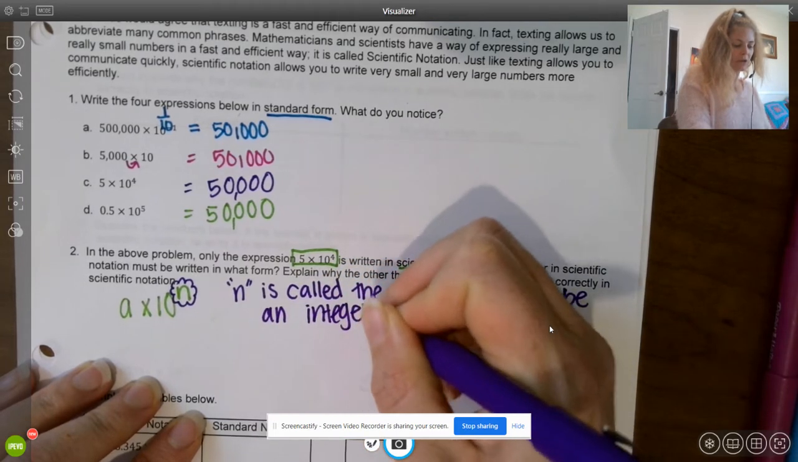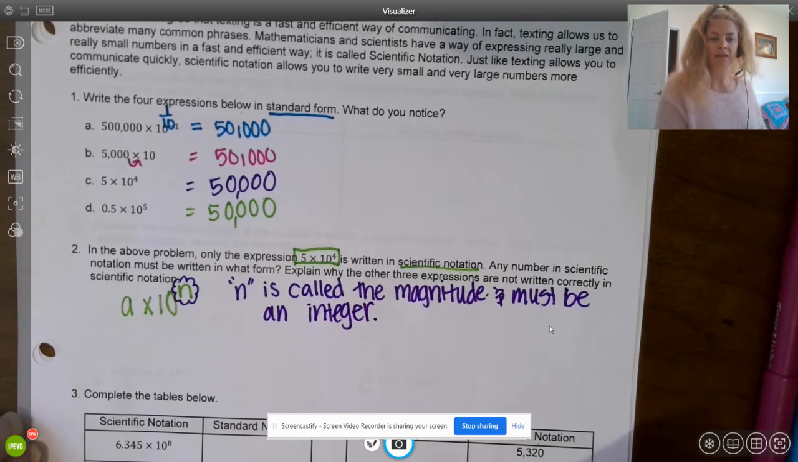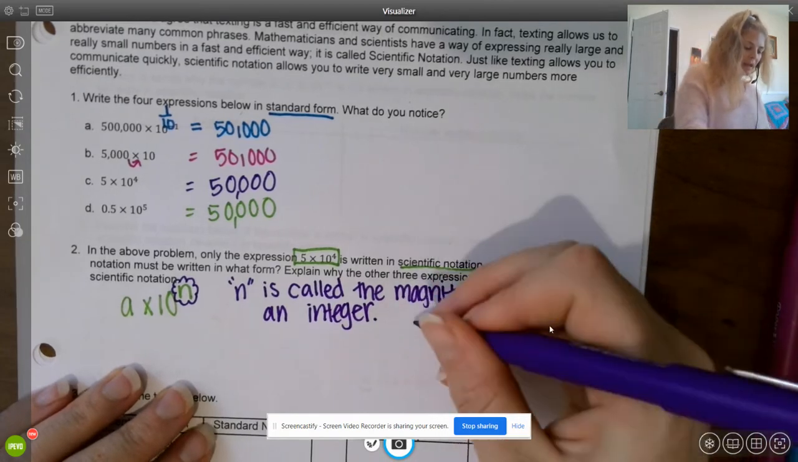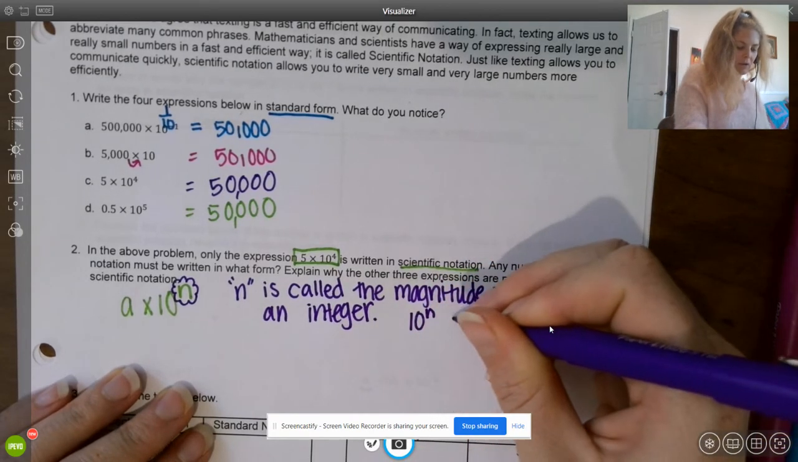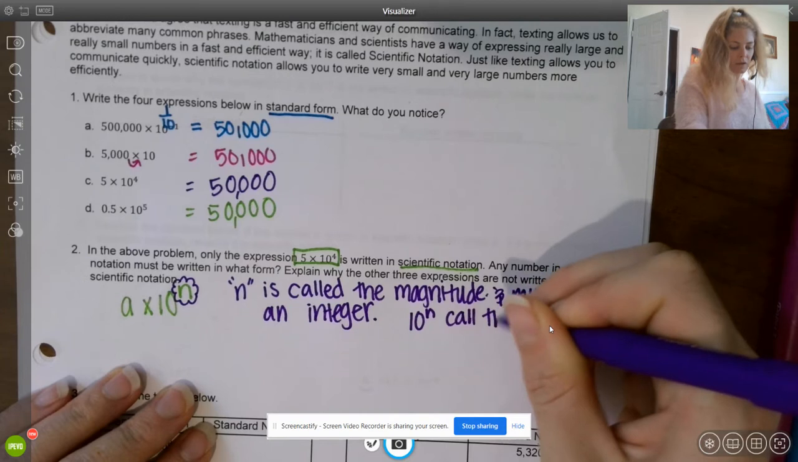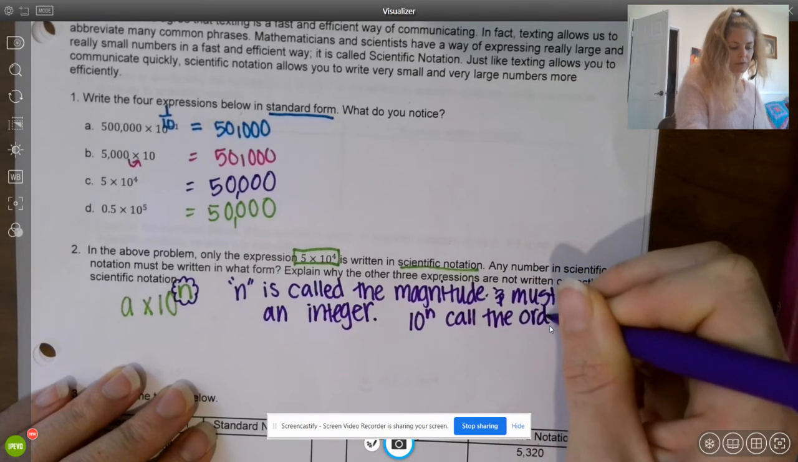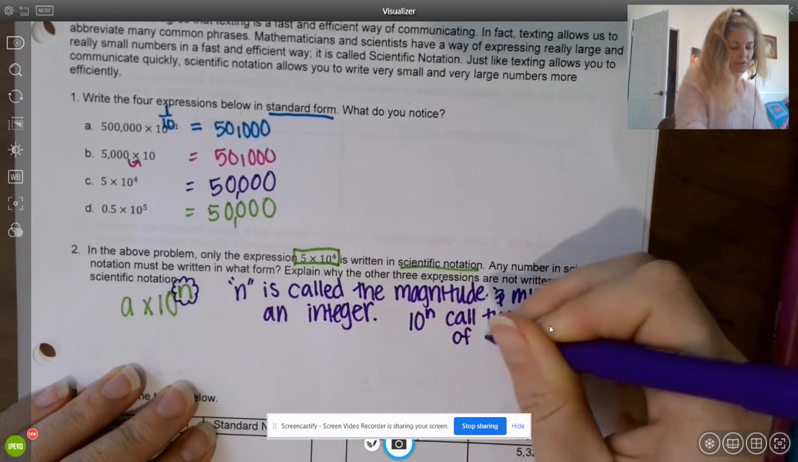So remember, integers are positive and negative whole numbers, including 0. So no fractions, no decimals here, but they can be positive or negative. And 10 to the n we call the order of magnitude.